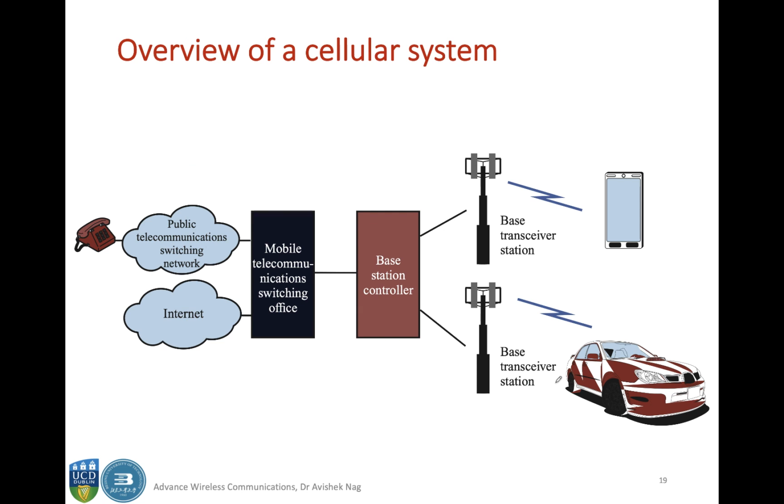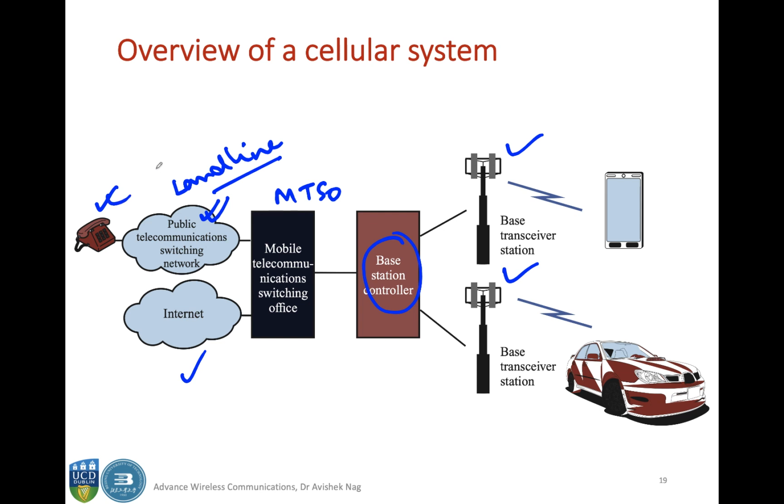So this is the pictorial overview of a cellular system. As I said, you have these base stations. Okay, the base stations are controlled by the base station controller, and then you have the mobile telecommunication switching office or MTSO, that connects your base stations with the rest of the internet or the public telecommunication switching network. So this is basically your landline. Okay, this is the landline network that you have. So you can make phone calls between your landline phone and your mobile phone. So this MTSO takes care of this connectivity between the landline network and the mobile network. And of course, MTSO also connects your mobile phones and other mobile devices to the internet.